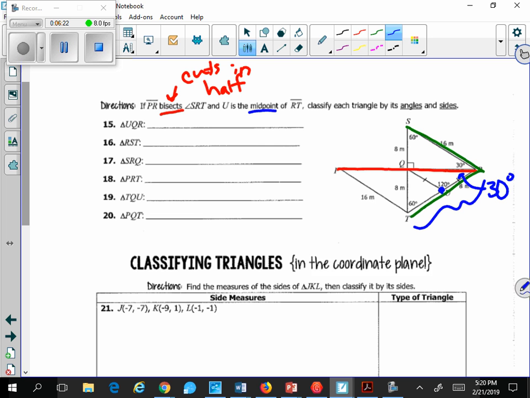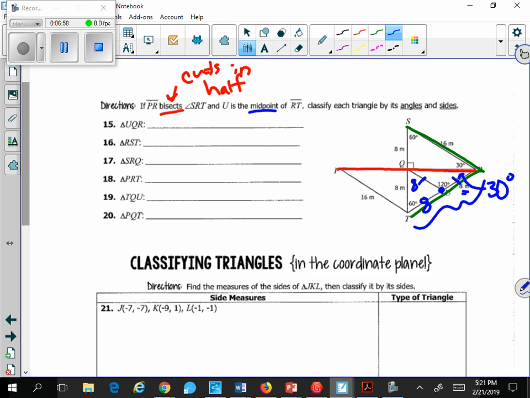Remember, midpoint cuts the side in half, cuts the line segment in half. So if this right here is 8, then that means this right here is 8. And if that's 8, if you notice in here, it also told me that these two sides, remember these little tick marks mean congruent. If this is 8, then this is 8 as well. And that's going to help me figure out some stuff about these triangles.